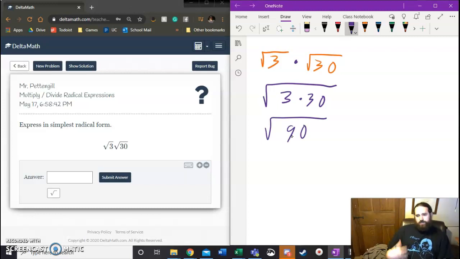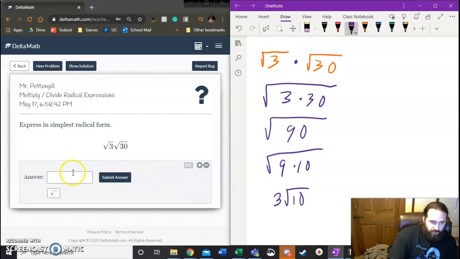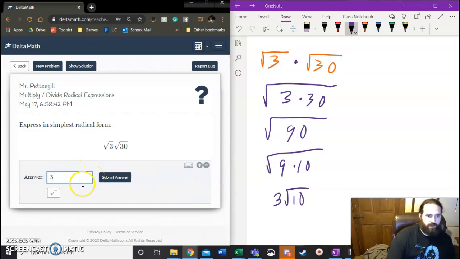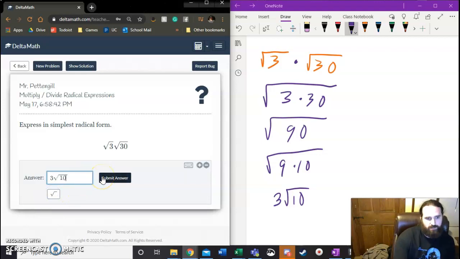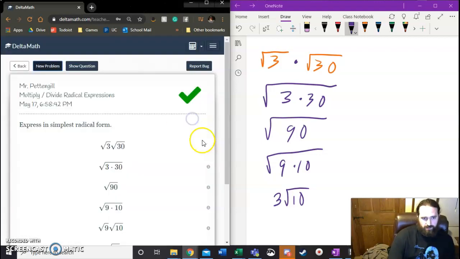And then I go, okay, starting to work backwards. Can I divide it by 100? No. 81? No. 64, you keep going, and eventually you will find that you can divide it by 9. So I will get the square root of 9 times 10, or 3 root 10. So, okay, 3 root 10, hit the 3, hit the root button, type the 10, hit submit answer.